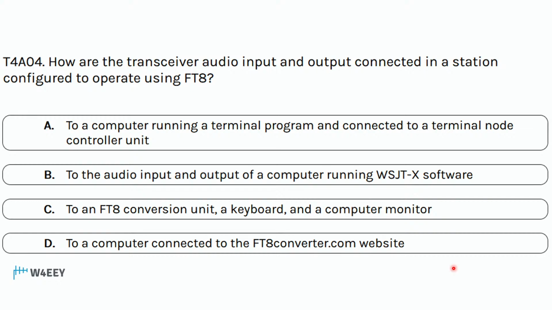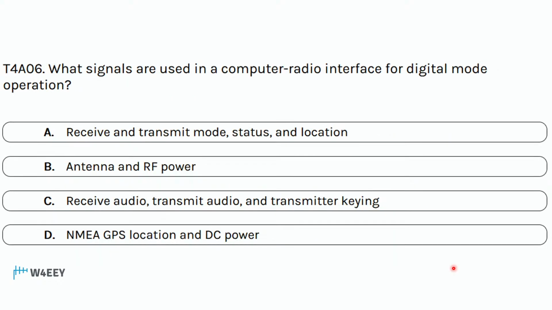How are the transceiver audio input and output connected in a station configured to operate using FT8? And the key to this one is, do you remember the kind of software I said that they used? Bravo. WSJT, JT for Joe Taylor, weak signal Joe Taylor software. So you use the audio input and output of a computer connected to your radio.